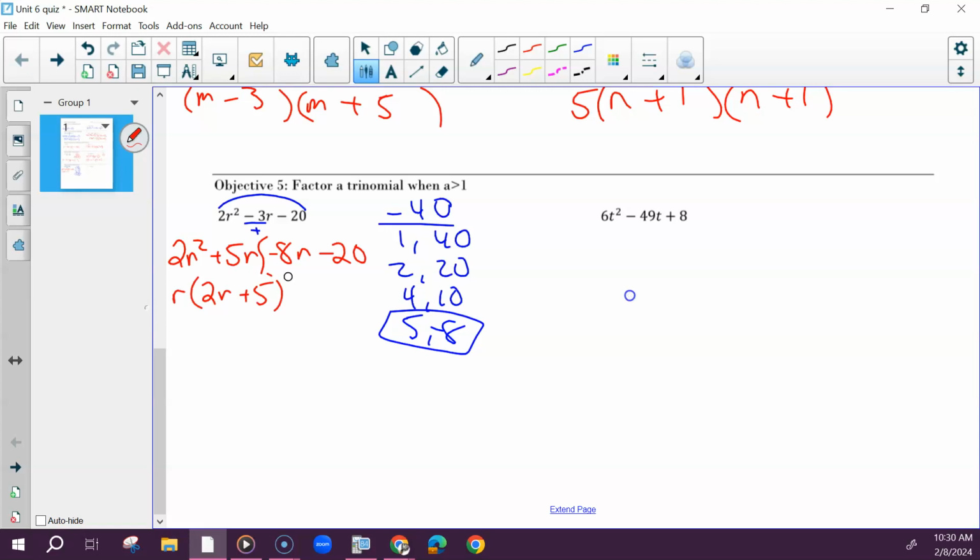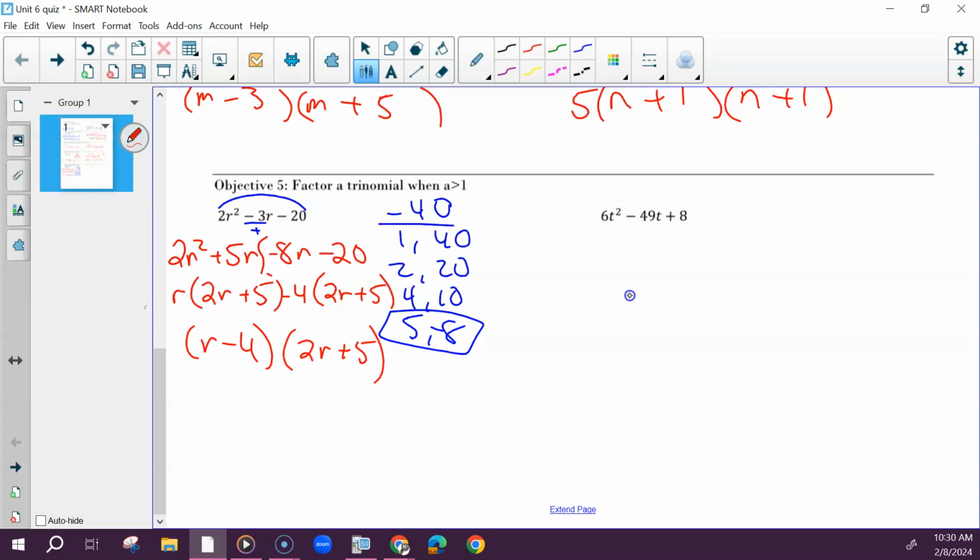These two, I can divide them both by 4. But it would be negative. Take that sign, bring it down, which would leave us with 2R plus 5. So then your two final factors would be R minus 4 and 2R plus 5.